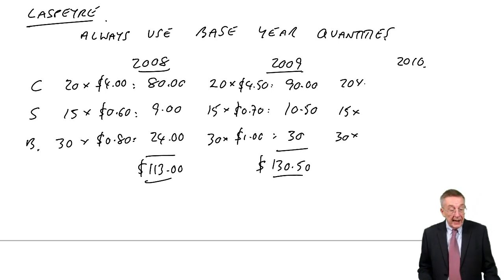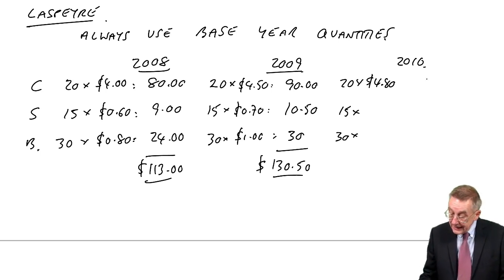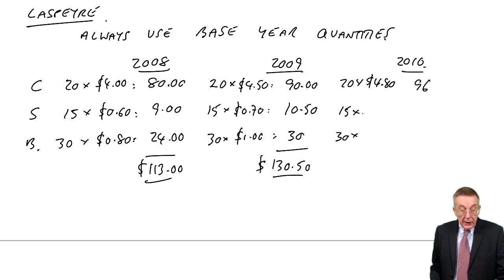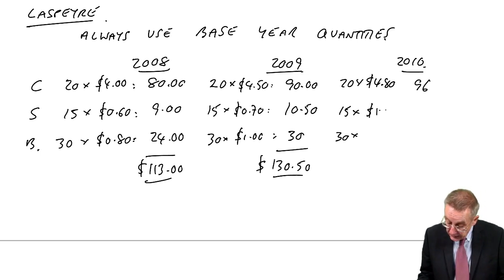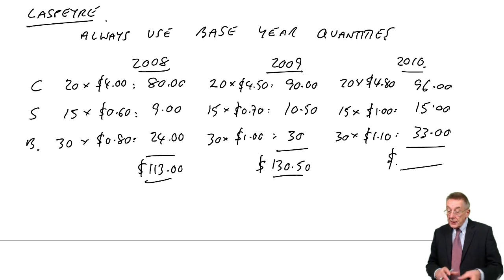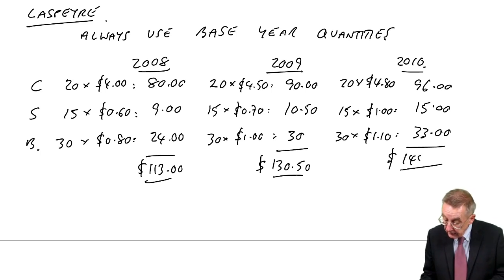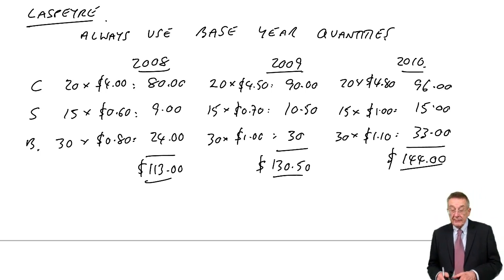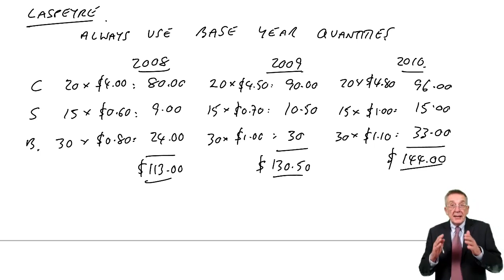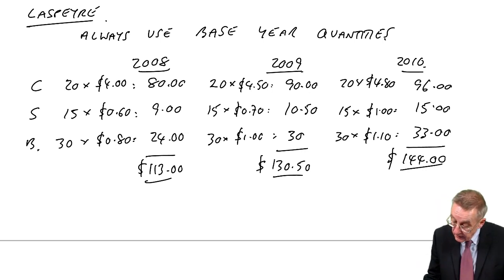And similarly, 2010, same shopping baskets, so same quantities, 20, 15, and 30. But what would that basket have cost now? Coffee at $4.80 is a total of 96. Sugar, $1 is 15. And bread, $1.10 is 33. Which gives us a total of $144, if I've got my arithmetic right, I think I have. So see what we've got there, the price of the same quantities in each of the 3 years. And now we can do the index number.